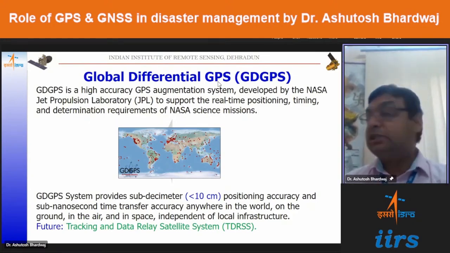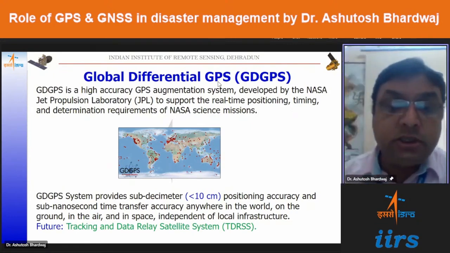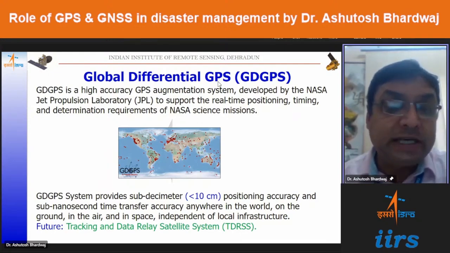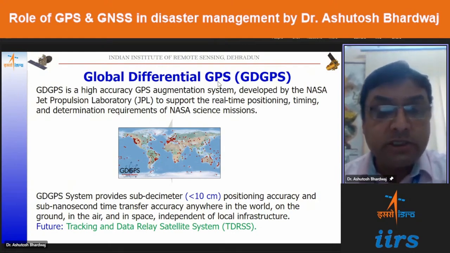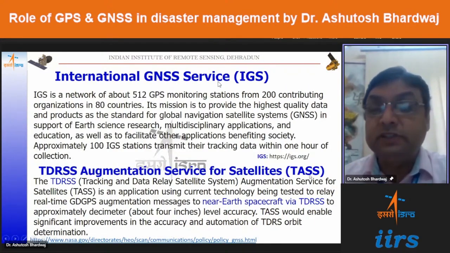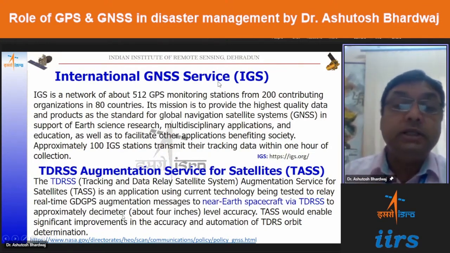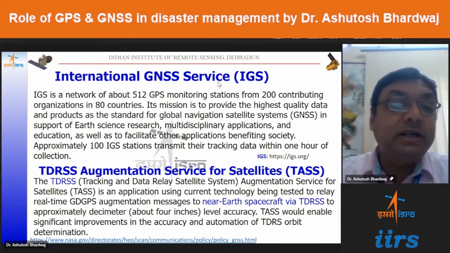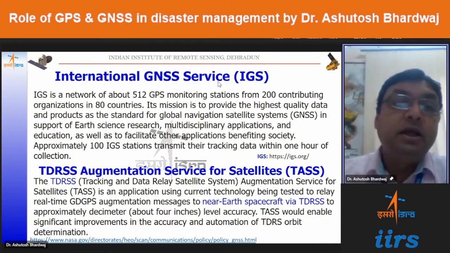Then there is a GDGPS system established by the US for their operations within an accuracy of 10 centimeters anywhere across the world. So this is a service which they are taking advantage of, which they have established. The future is with the Tracking and Data Relay Satellite System, TDRSS, based augmentation service, which is called TAS. It is going to provide us an accuracy at the level of 10 centimeters, or a decimeter, for locating the small satellites also, because a large number of small satellites have been launched. So this TAS service is for that purpose.